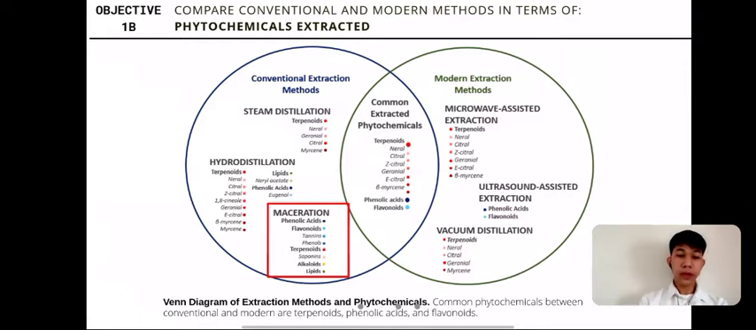Modern methods, on the other hand, extracted lesser phytochemicals, including terpenoids, phenolic acids, and flavonoids. Ultrasound-assisted extraction methods produce the highest number of phytochemicals, which are phenolic acids and flavonoids. Overall, conventional methods extracted a higher number of phytochemicals in comparison to modern methods.